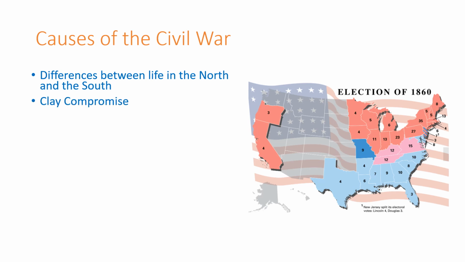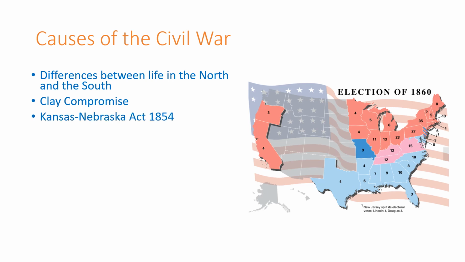As a result, we get in 1850 something called the Clay Compromise. It's a law that states that the North has to return escaped slaves back to their holders in the South. In return for this, California is allowed to become a free state. So California on the far left of the map, the one with the number 4 in it in red, joins the Union as a free state. That's the kind of trade-off.